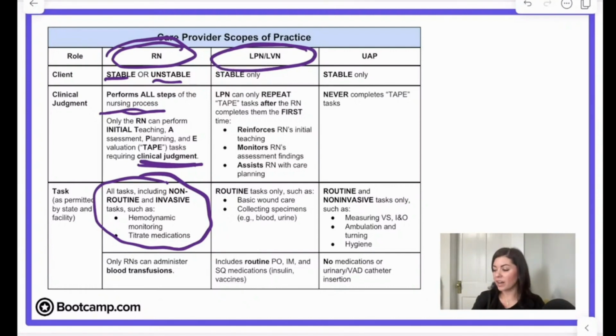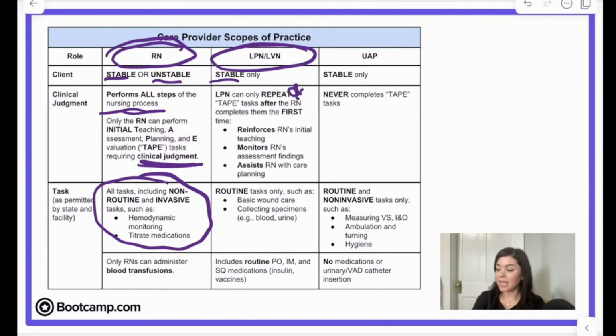LPNs can only care for stable clients, and they can perform some portions of the nursing process, but that's only if the registered nurse has already initially performed them, okay? So I know that's one little gray area that can kind of be confusing to students. Just to further clarify, LPNs can repeat certain tasks if the RN performed them first.